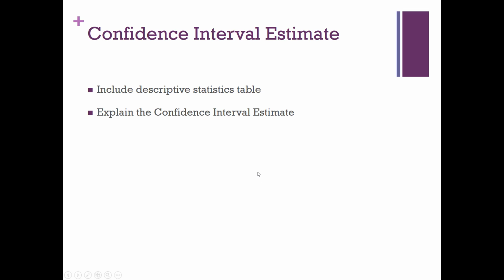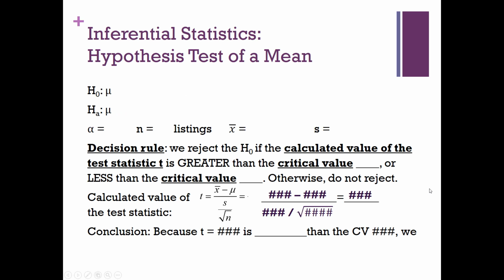We did this on the price per night, but you might have also created confidence interval estimates for any numeric value in your data set. And then I have a slide for hypothesis testing of a mean. So if your group tested the average of something, like the average price per night, you'll use this slide and you just have to fill in the blanks.